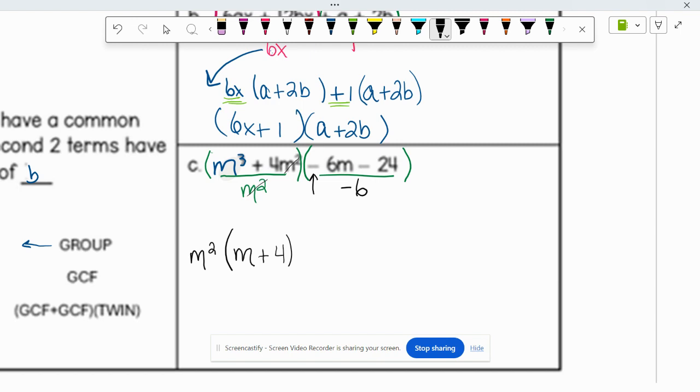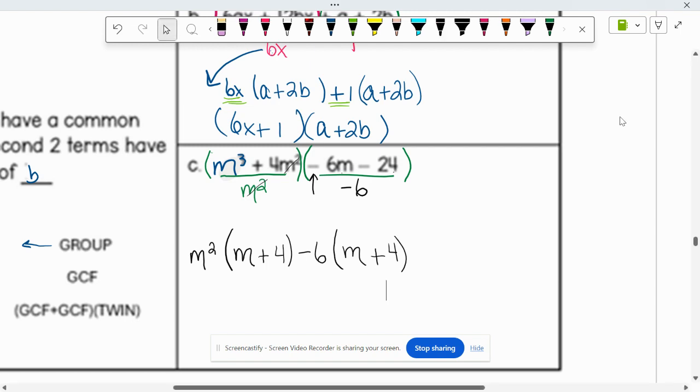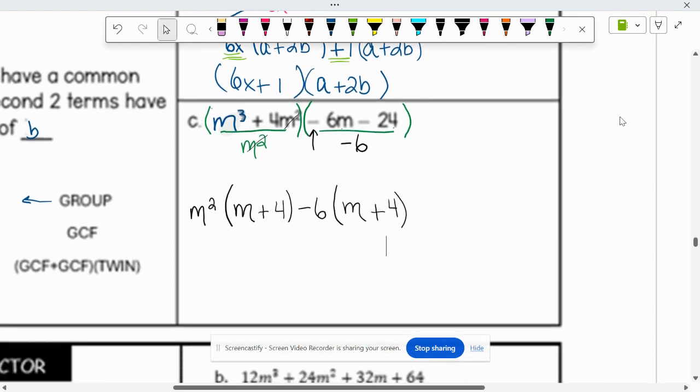Okay. Negative 6m. So, next I'm taking out a negative 6. That's my second GCF. And negative 6m divided by negative 6. A negative divided by a negative is a positive m. Positive m. Negative 24 divided by negative 6 is a positive 4. All right. So GCF plus GCF.